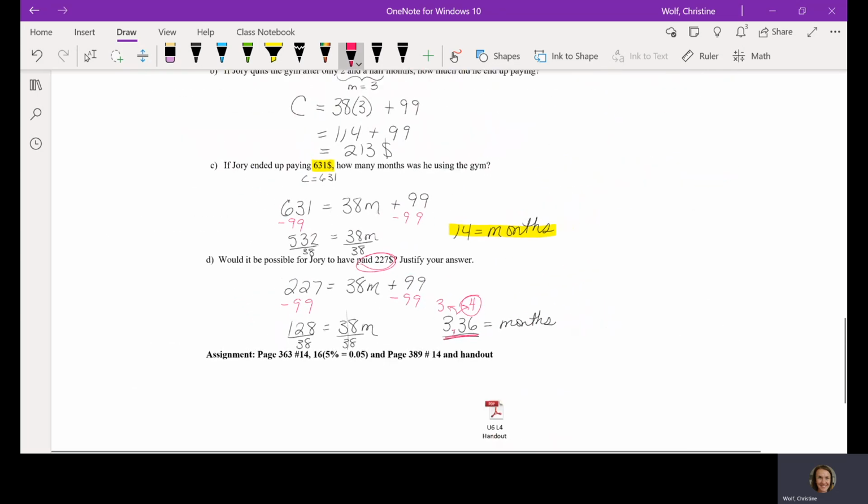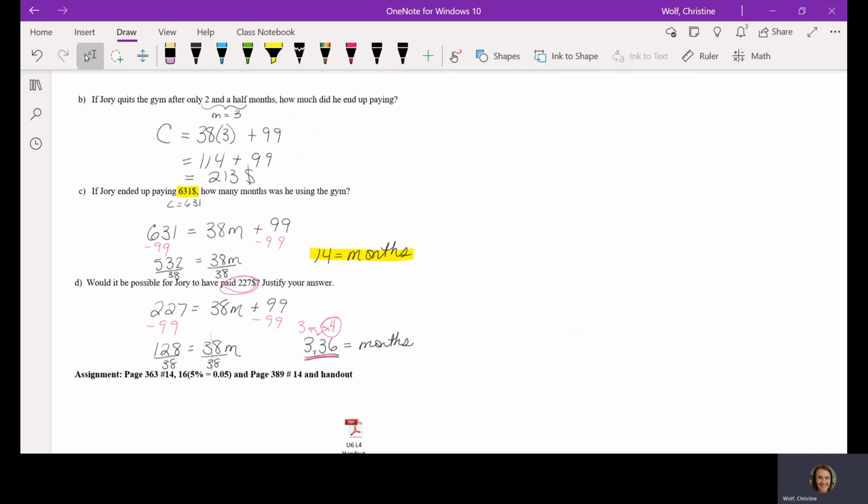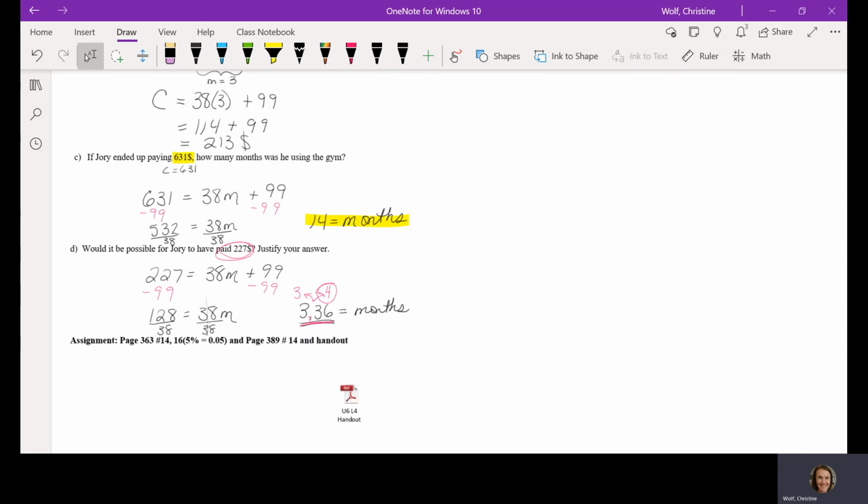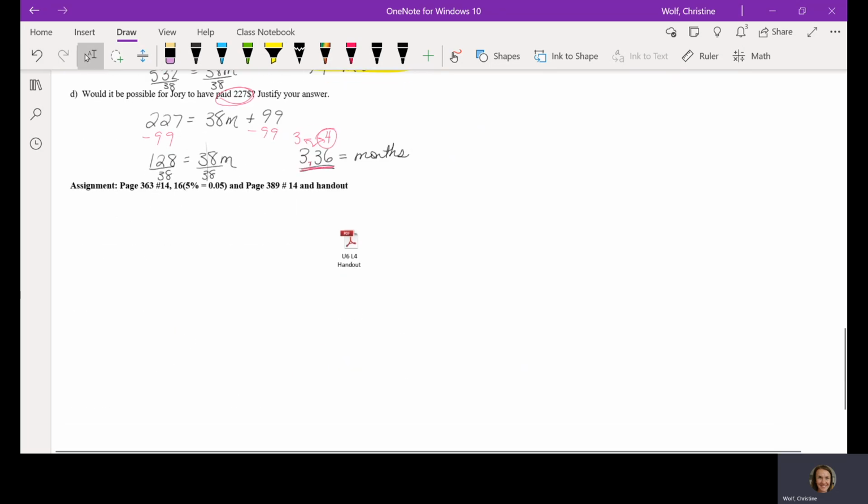So every question is kind of the same. You have to create that equation. It's always going to look the same way, kind of like that y equals mx plus b form. And then you just plug in the values as they give them to you.